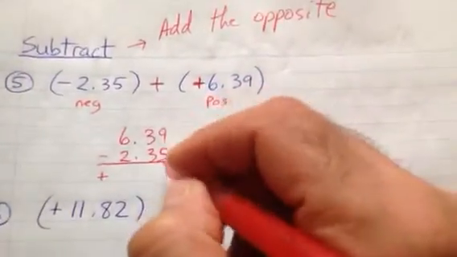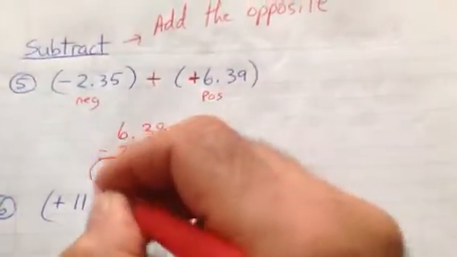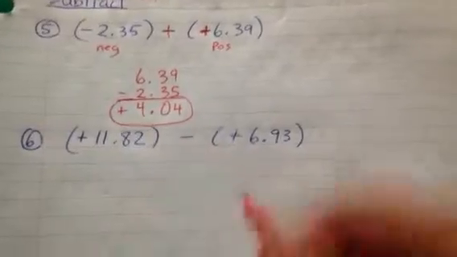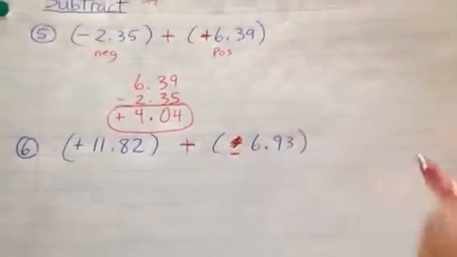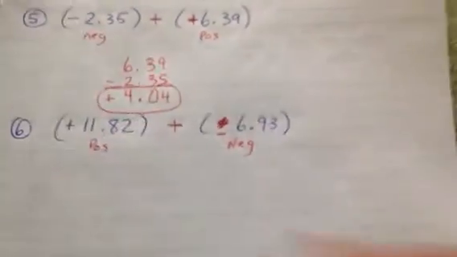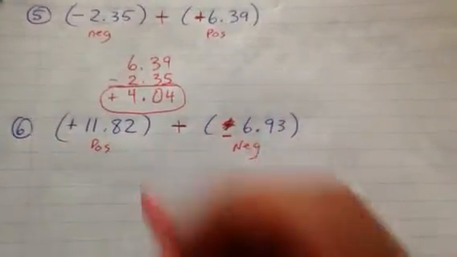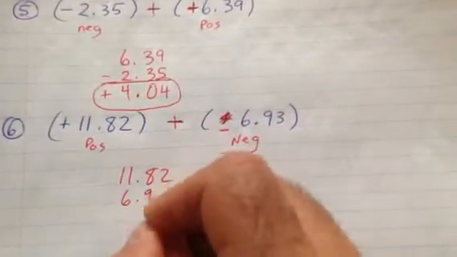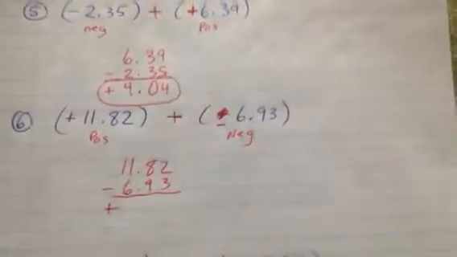And now we subtract. 9 take away 5 is 4. 3 take away 3 is 0. Line up your decimal. 4.04. Answer. Okay. Subtracting means change this to an add. The opposite, that becomes a negative. So this is a positive with a negative. Once again, these numbers are subtracted. The number that wins is the positive because it's higher than the negative is. So that number, 11.82, goes on top. 6.93 goes on the bottom. We subtract them. The answer is positive because the positive wins.